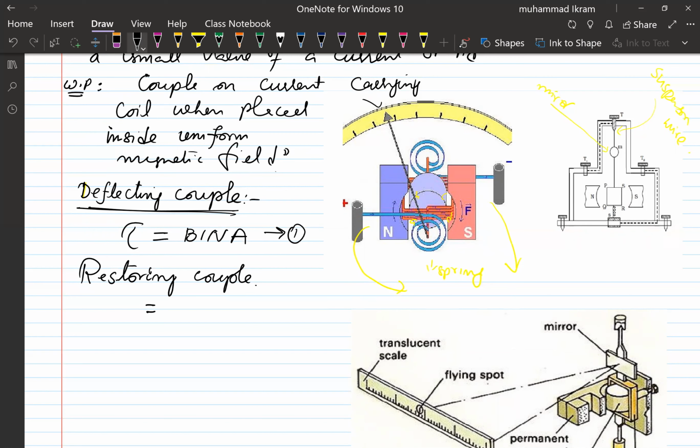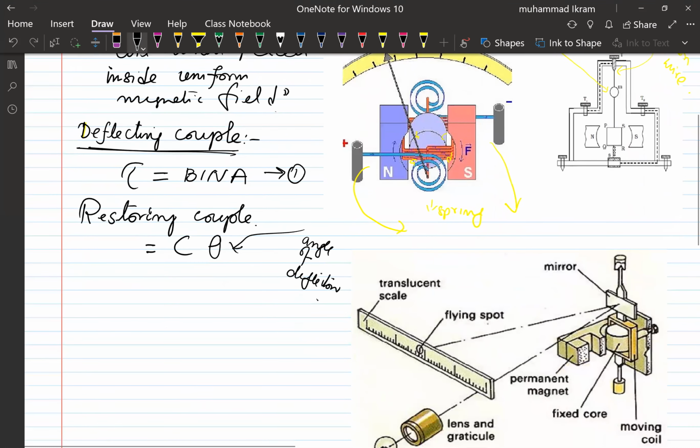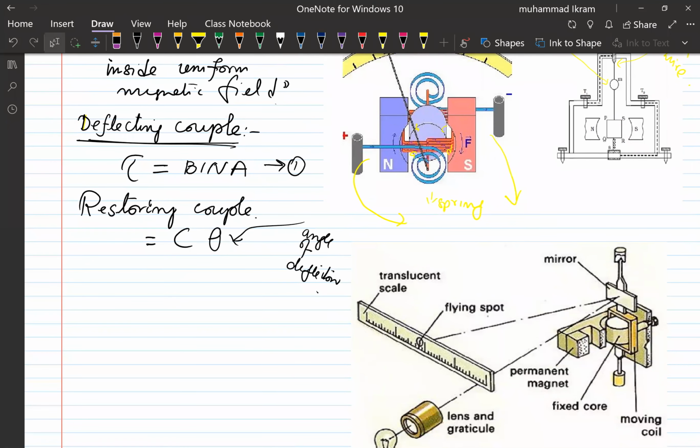So the restoring couple is equal to what? The restoring couple is equal to C theta, where theta is the angle of deflection. It is the angle at which the coil deflects, and this angle of deflection theta can be found in two ways, by the length scale method, as I told you.